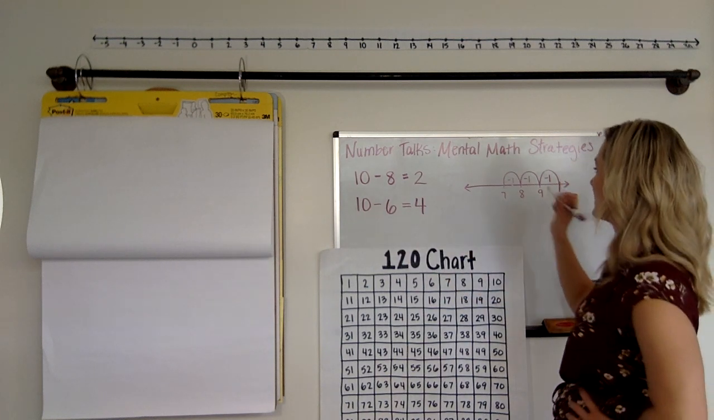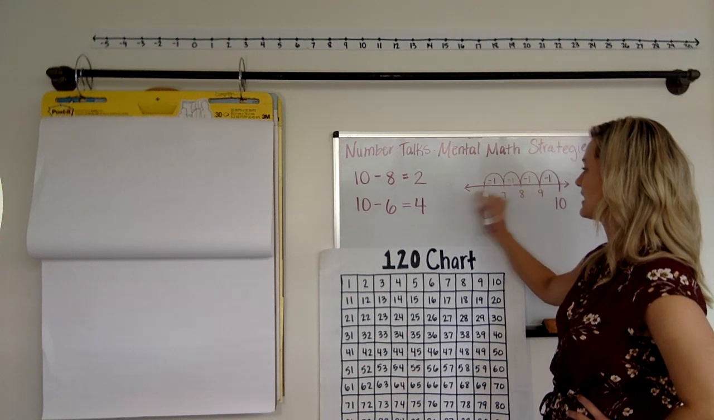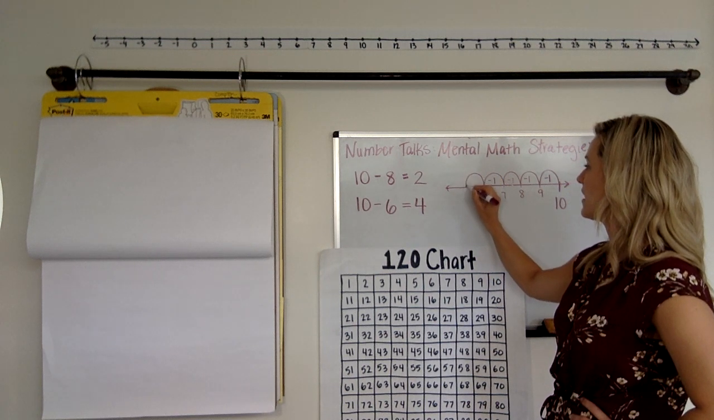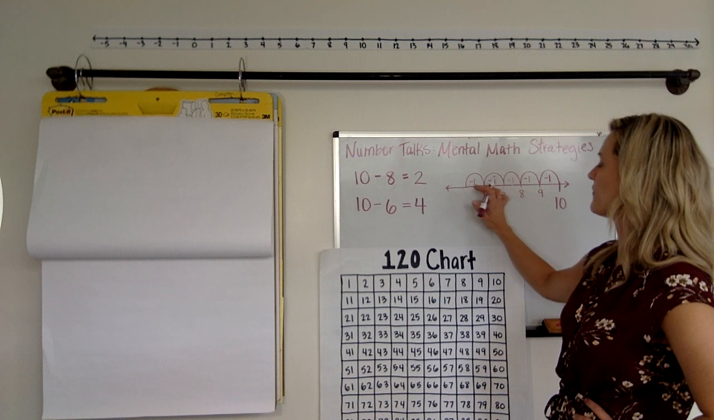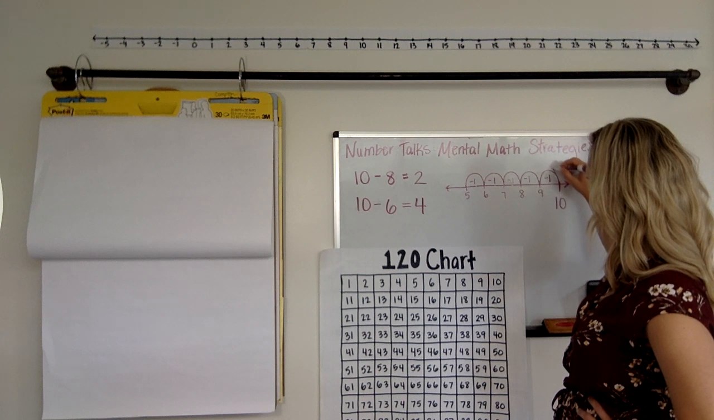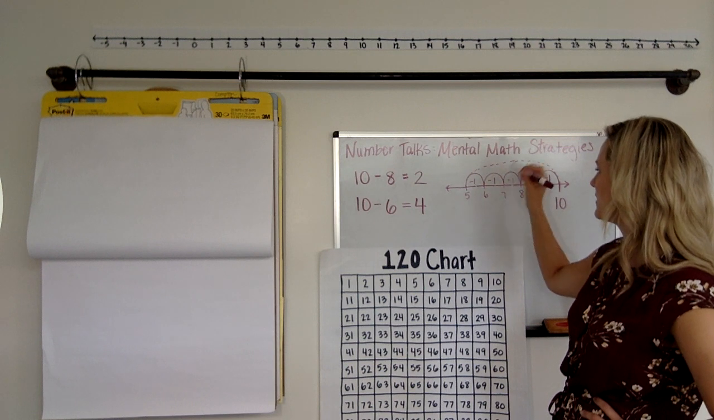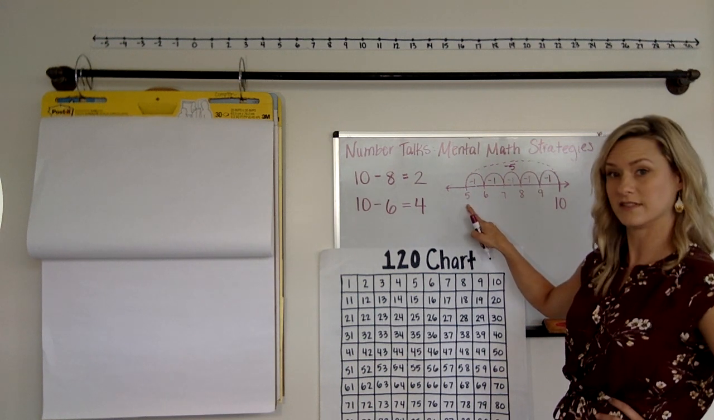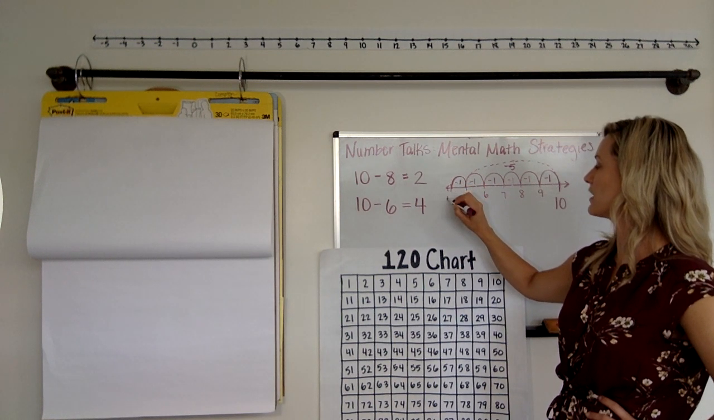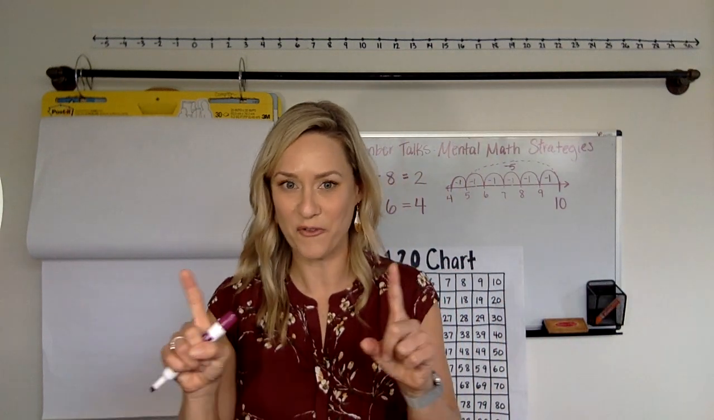So we have to keep on going. This is our 4th hop back. That would make 6. Another hop back would make 1, 2, 3, 4, 5 hops back. So it would make 5. Oh, and maybe you even know that 10 minus 5, so 1, 2, 3, 4, 5, 10 minus 5 is 5. Maybe you already knew that. Minus 1 more would leave us with 4. All right, so 10 minus 6 is 4.